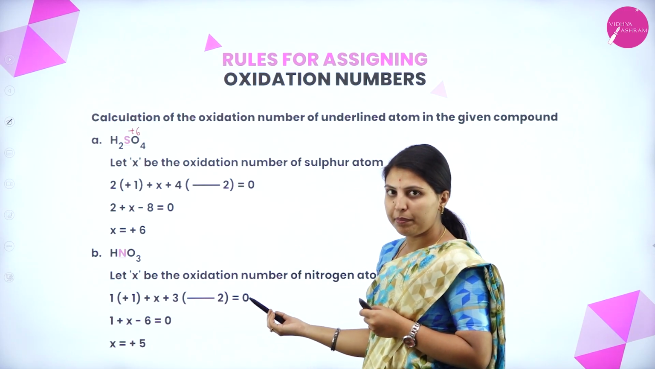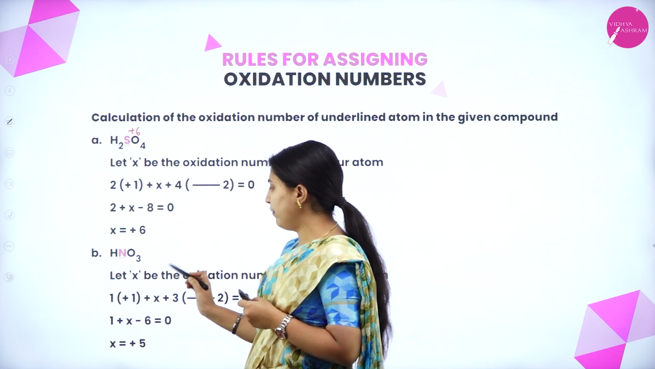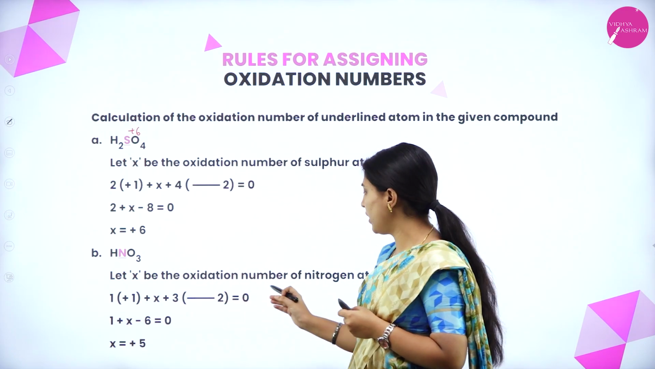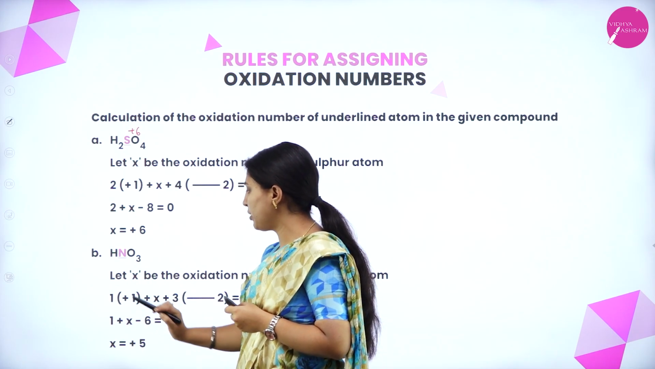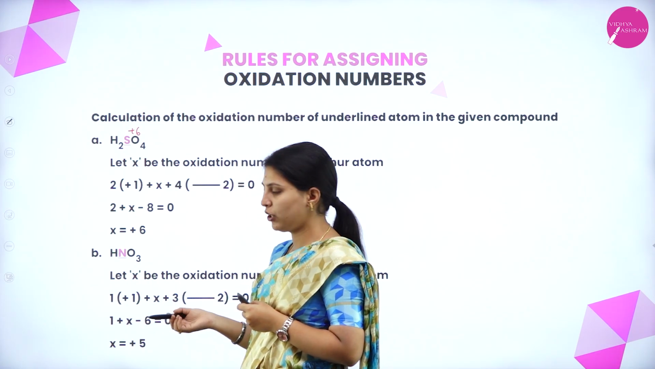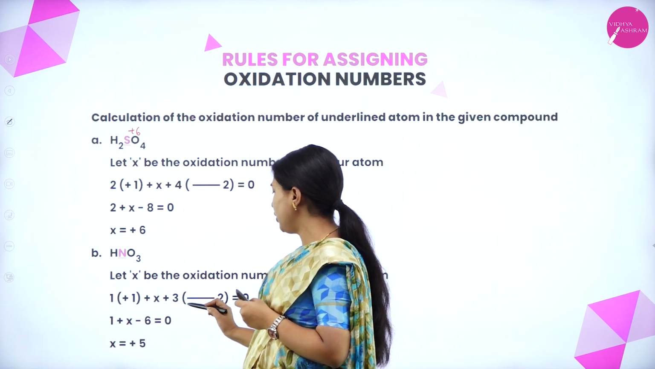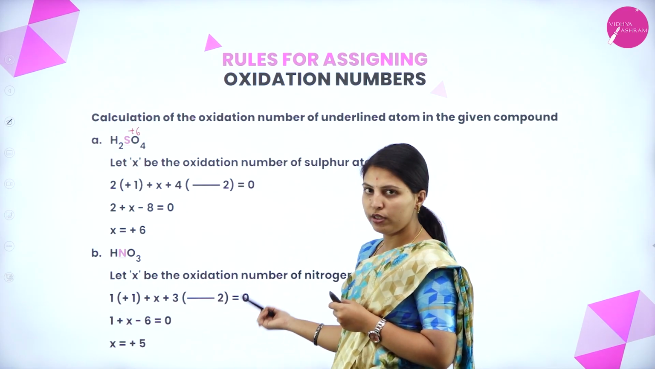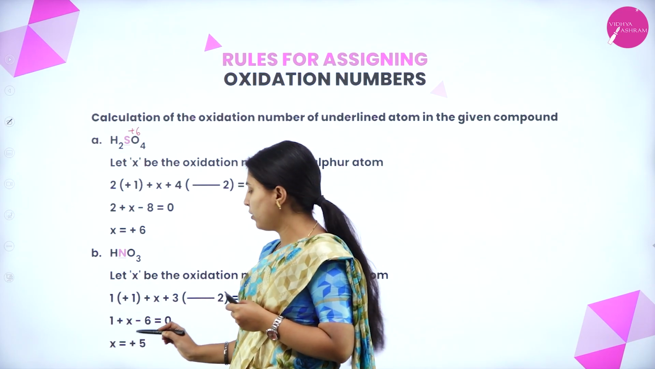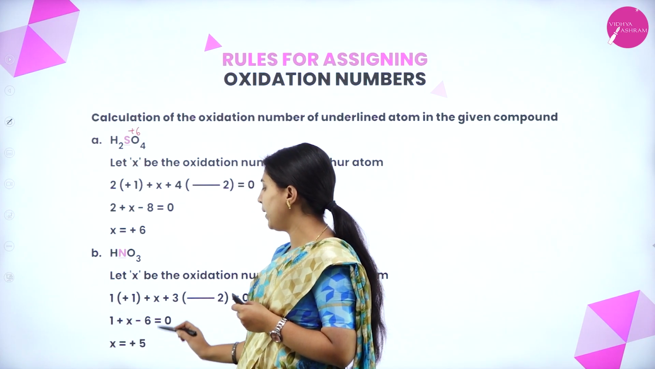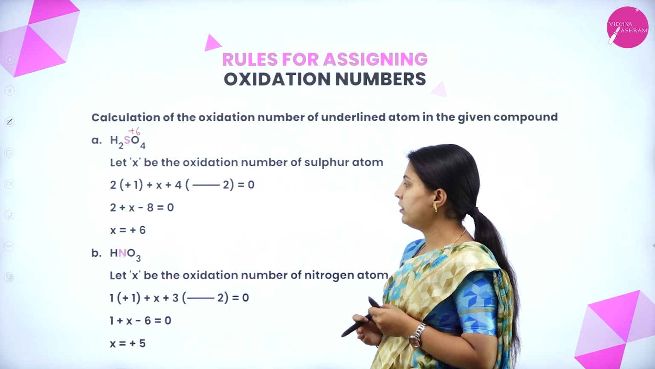We will see another example in HNO3. We have to find out for N. Let X be the oxidation number of the nitrogen atom. For hydrogen it is +1, one hydrogen atom is present, so 1. Nitrogen we don't know, so X. 3 oxygen atoms are present, so 3 into minus 2, equivalent to 0. With normal general algebraic calculations, X equals plus 5. For nitrogen, the +5 oxidation state is present.